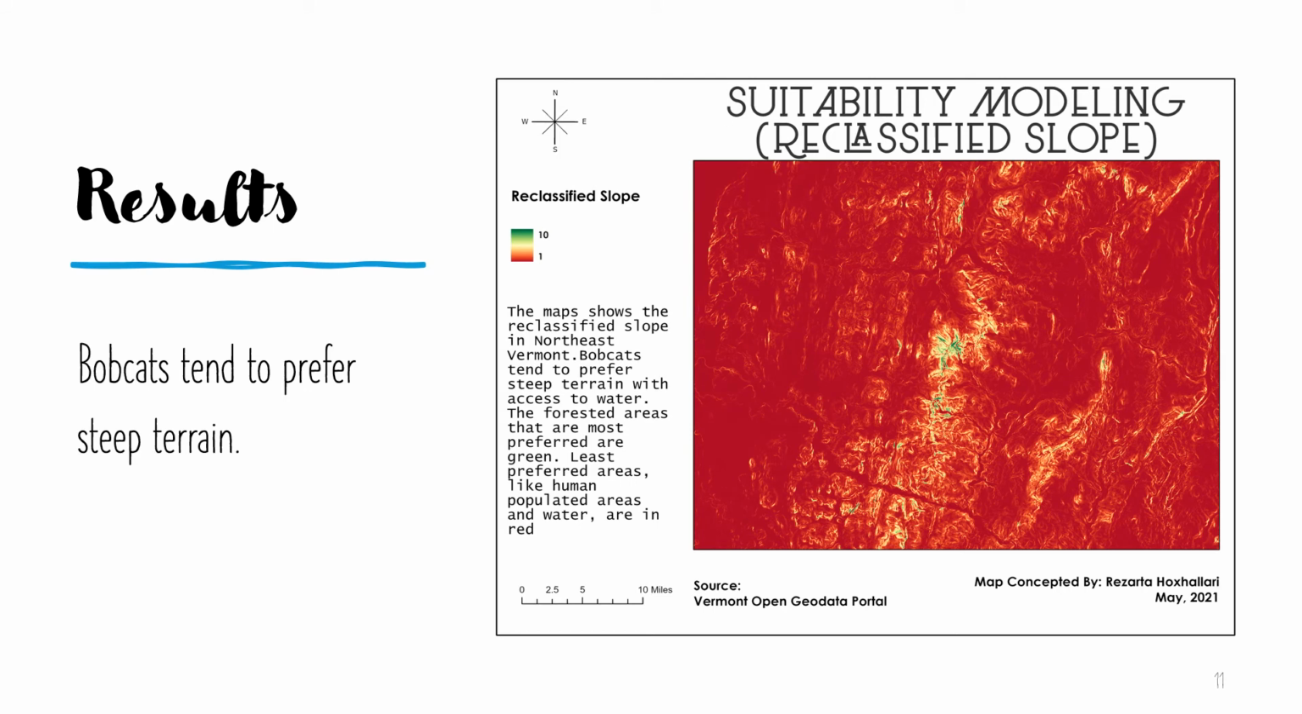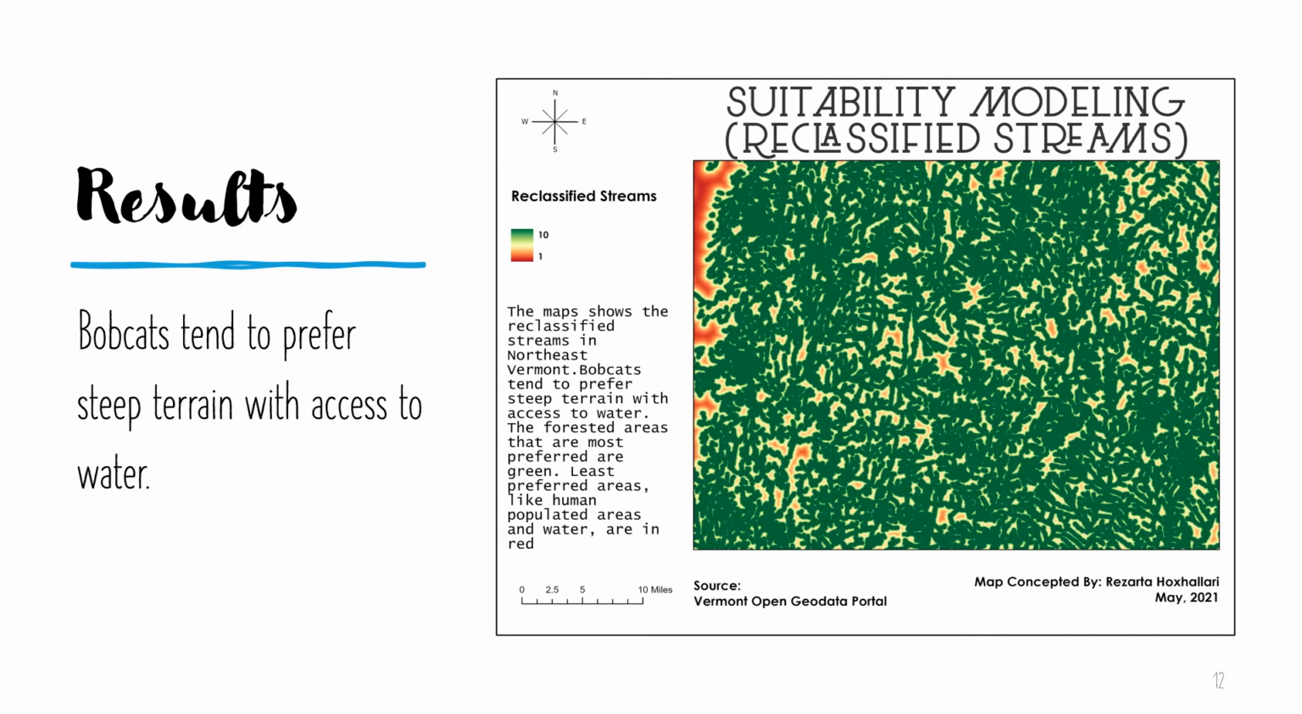In this step, I transformed the slope proximity value using the suitability scale. The maps show the reclassified slope in the study area, and as you can examine the results, bobcat tends to prefer steep terrain. As in the previous step, I transformed the stream proximity value using the suitability scale. The maps show the reclassified stream in northeast Vermont. Bobcats tend not only to prefer steep terrain, but also, as you see, access to water.